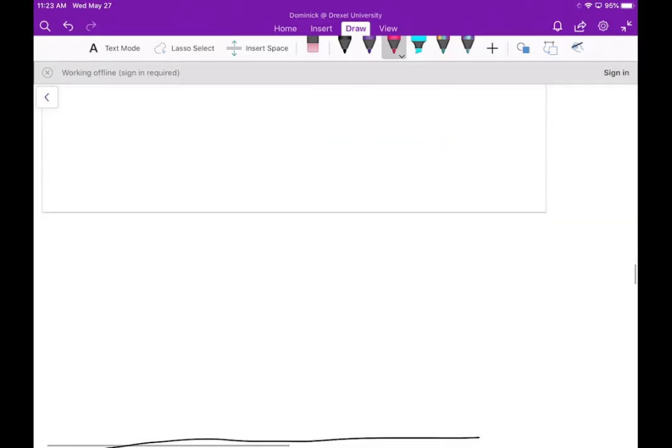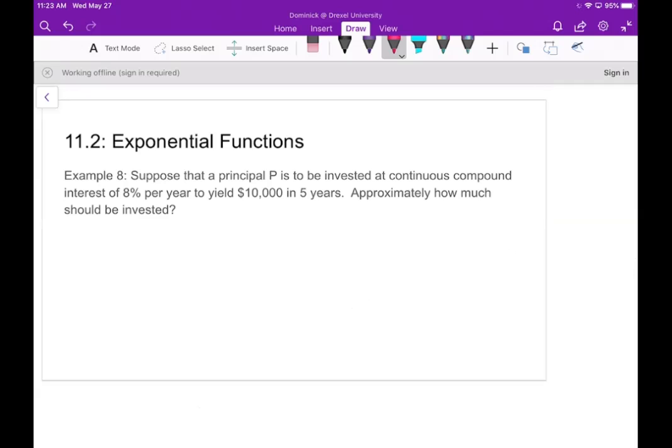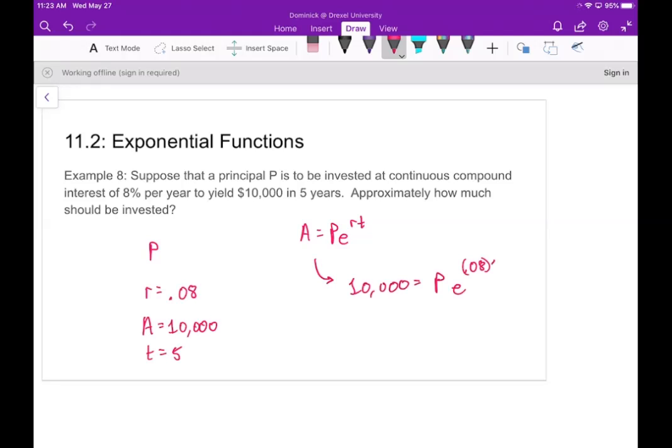Okay, now I believe this is the last problem. Yeah, so we want to suppose here that we're investing amount P, right? So here we don't know P, and it's continuously compounded, so it's A is equal to P e to the rt, and we have an interest rate of 8%, so 0.08, and we want A to come out to be 10,000, and t is 5 years. So we want to know how much should be invested now. So once we fill everything in, we're going to get 10,000 is equal to P times e to the 0.08 times t, which is 5.